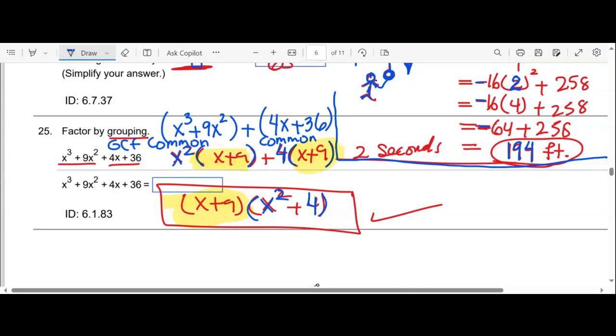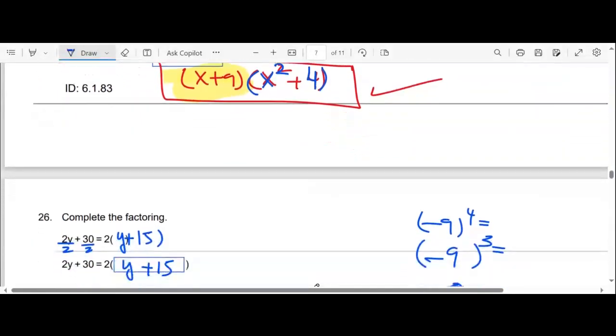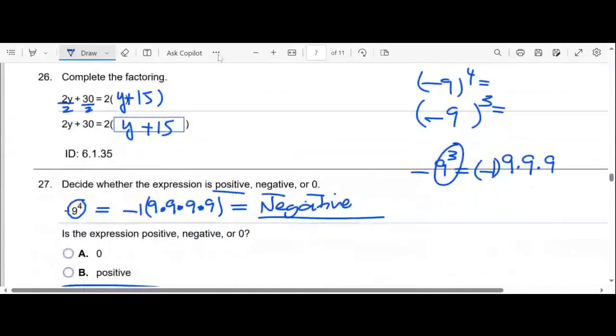Okay. Let's move to the next question. Question number 26. Complete the factoring. Is this an equation or expression? Expression. Okay. So he's asking you what happens if you take 2 as a common factor? What's left? Y plus 15. Y plus 15. That's it. Easy. What did you do? Just divide by 2. That's it.